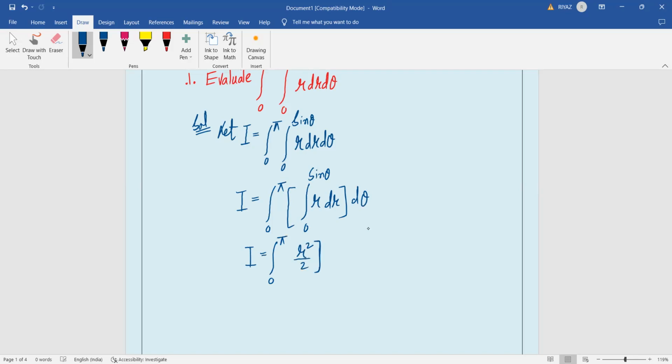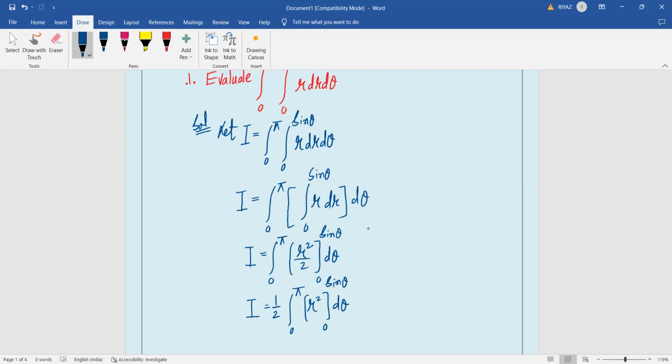The limits are 0 to sine theta, and this d theta will be as it is. So what we will do is pull 1 by 2 outside, 0 to pi, it is R square, and the limits are 0 to sine theta, and then d theta.